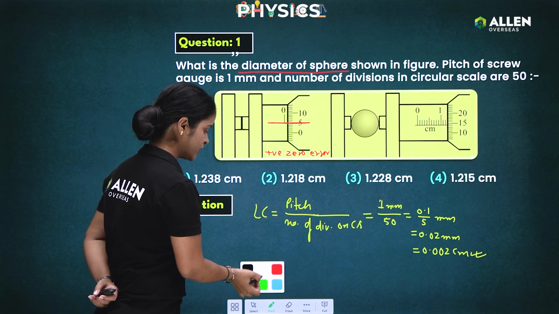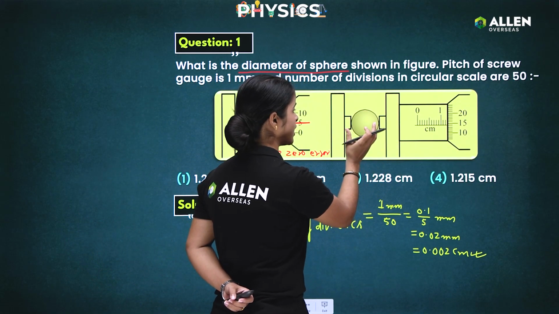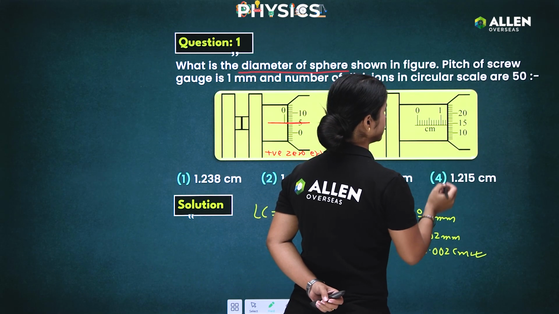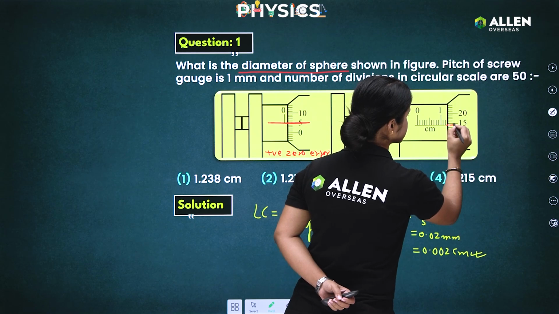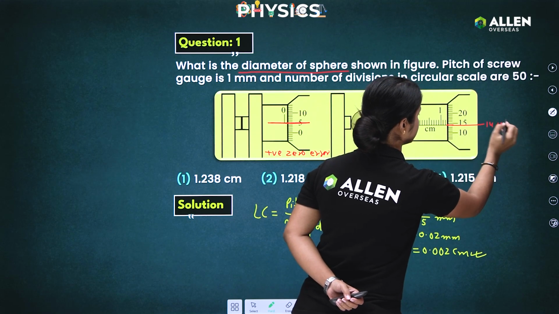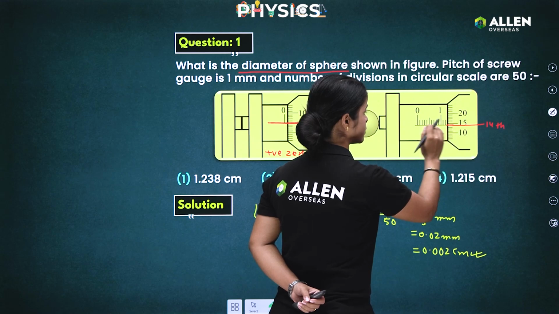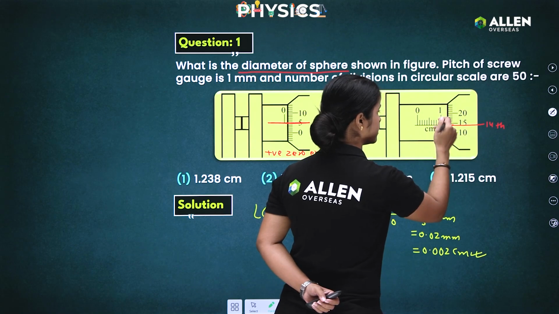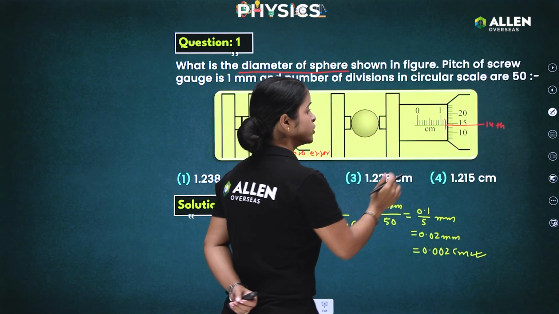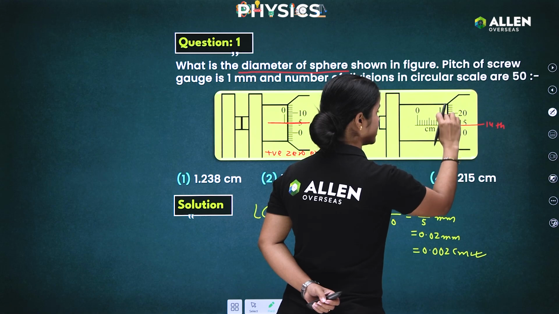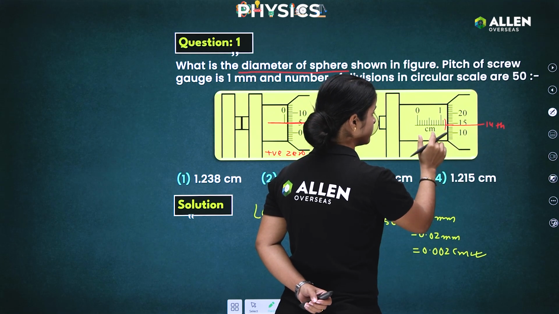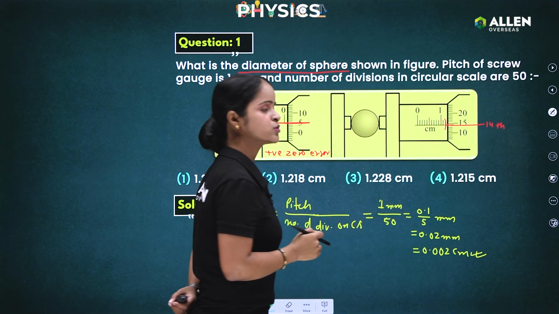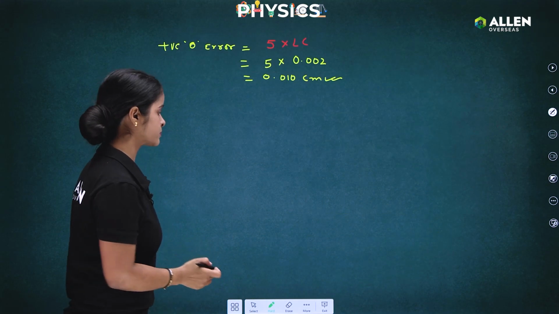For the reading, what we are going to do? We are going to work with this situation where I am going to arrange this sphere in between the jaws. Here in this situation, you can see the 14th division of the circular scale is lying in the reference level with the main scale. Here this is 1.2 and the next one will definitely be 1.3. So this circular scale line is coming in between the two. That means our reading will be greater than 1.2 but less than 1.3. So let's start finding the reading.